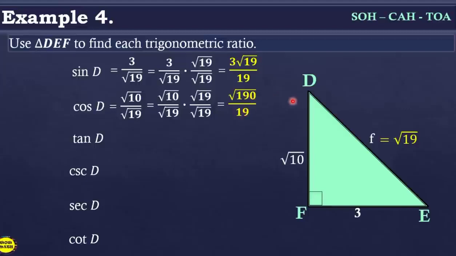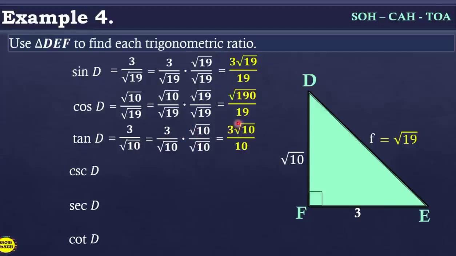Next, we have tangent D. Your tangent is opposite over adjacent. So, this is your opposite, 3, over adjacent, square root of 10. So, we have 3 over square root of 10. Again, we multiply both the numerator and denominator by square root of 10. So, we now have 3 square root of 10 over 10.